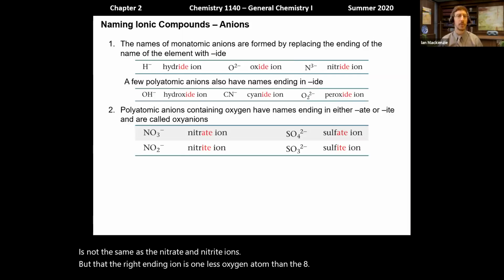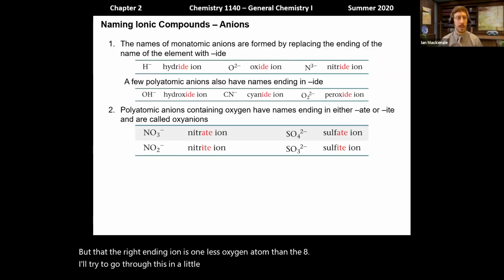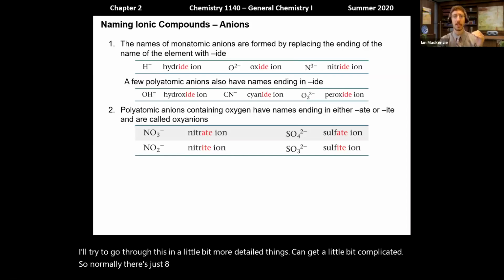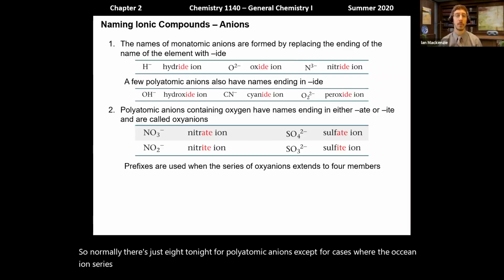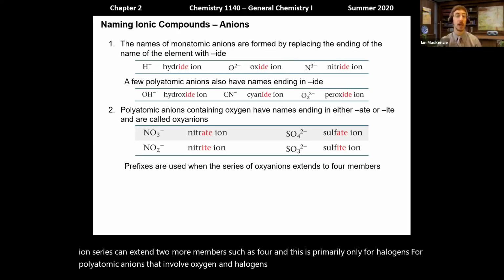I'll try to go through this in a little bit more detail. Things can get a little bit complicated. Normally there's just -ate and -ite for polyatomic anions, except for cases where the oxyanion series can extend to more members, such as four. This is primarily only for halogens, polyatomic anions that involve oxygen and halogens, such as chlorine, bromine, or iodine.